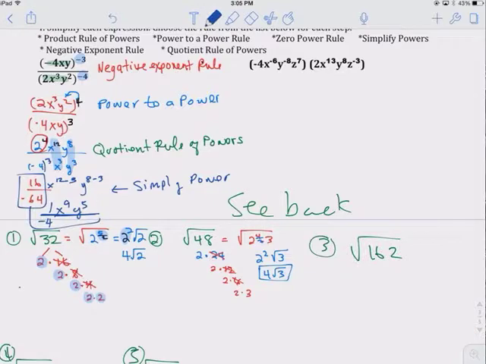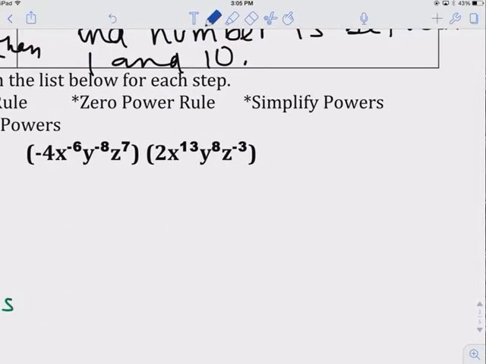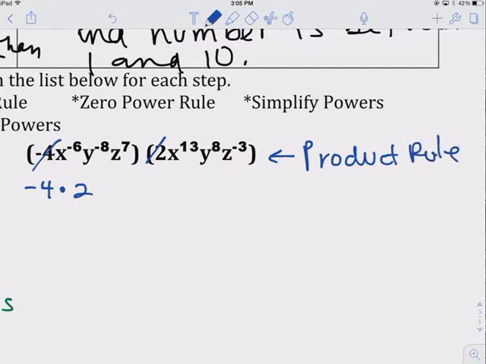Got it? Yeah. Okay, this question here. Are you going to do number one? This one here, on the other page? Yes, I will. Okay, this one here. Negative 4 times 2. This is the commutative property of multiplication, but that wasn't one of the items on there. What are we going to do first? You gotta add all of this. What is that called? Product rule of powers. It's a product. This is a multiplication. Product rule of powers.